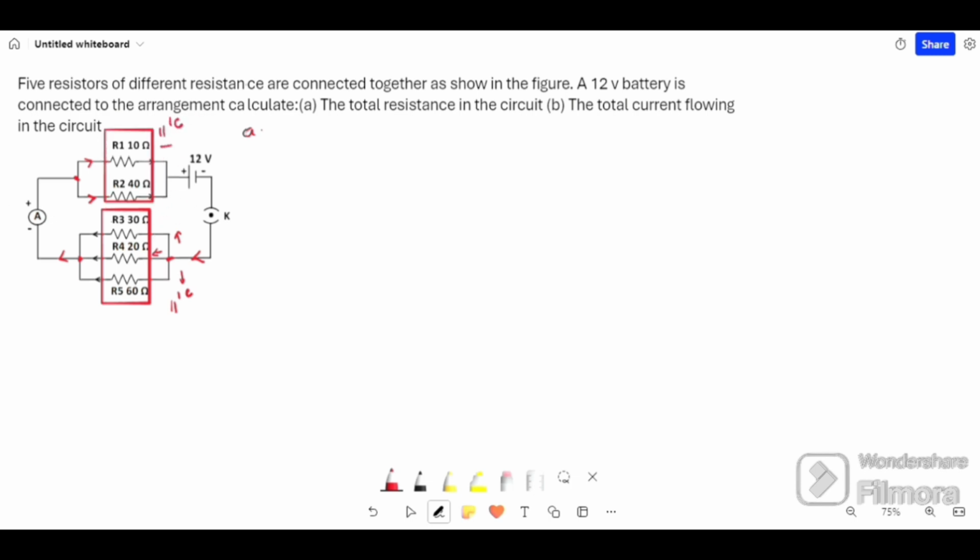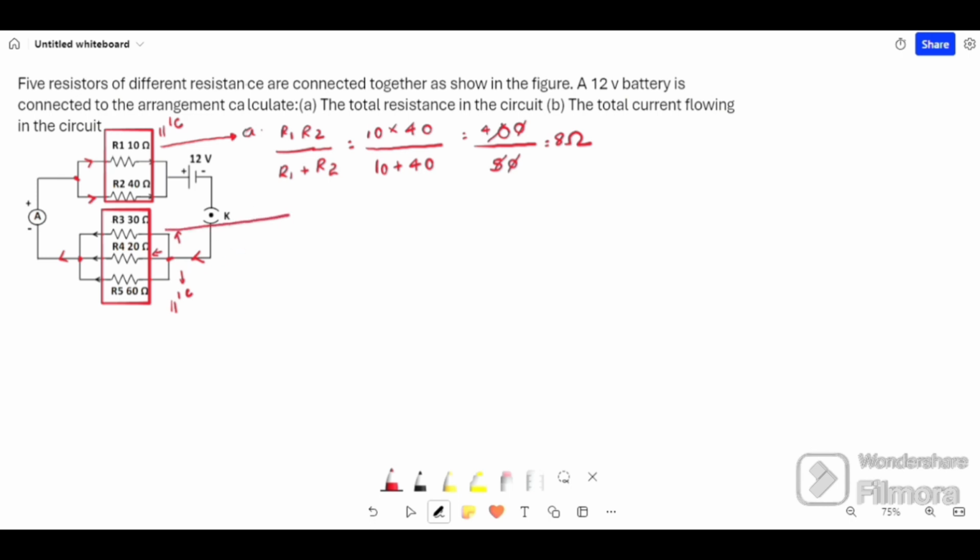Now we will find the equivalent resistance for both the loops. For this loop it is R1 into R2 by R1 plus R2. So 10 into 40 by 10 plus 40. That is nothing but 400 divided by 50. After simplifying this, we will get 8 ohm.